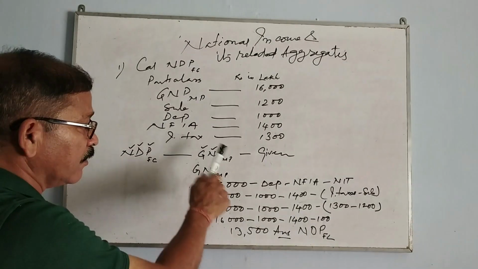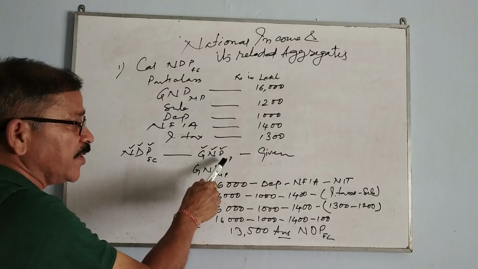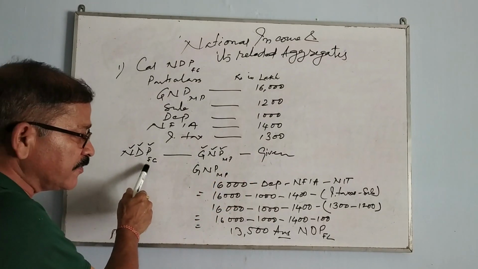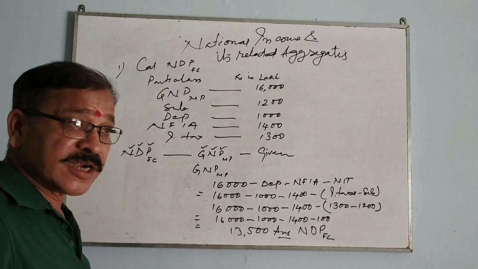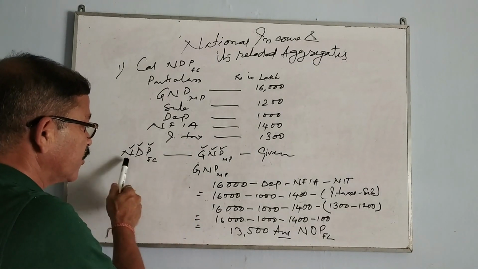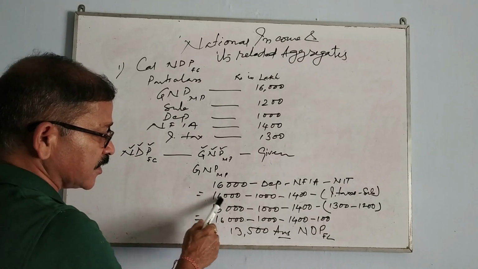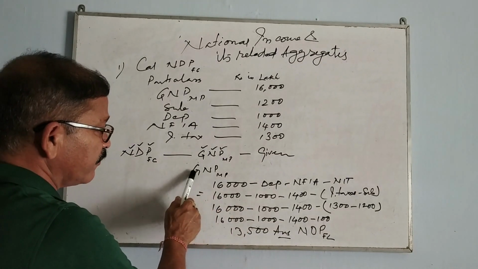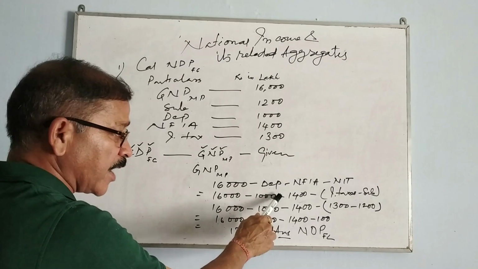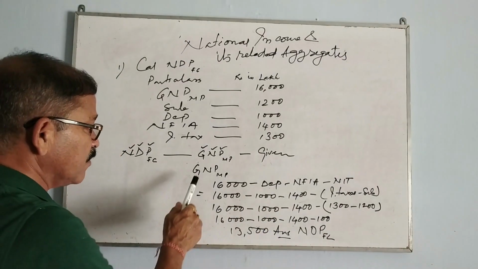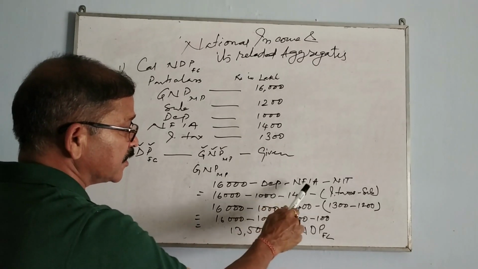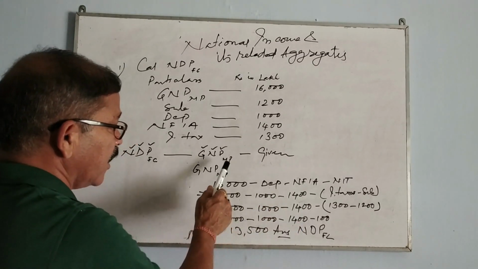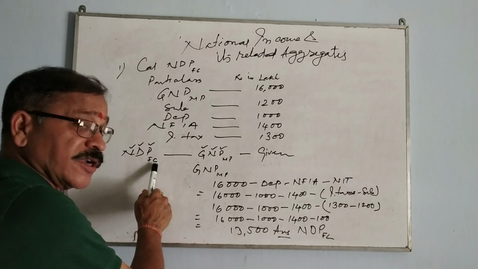Once again I am repeating, GNPMP is given. You have to find out NDPFC. GNPMP means you have to see each individual letter. G means gross. You have to find out net. So gross is 16,000. Net, if you want to find out from gross, then you have to minus depreciation. Similarly, national is given. You have to find out domestic. That means you have to subtract NFIA.